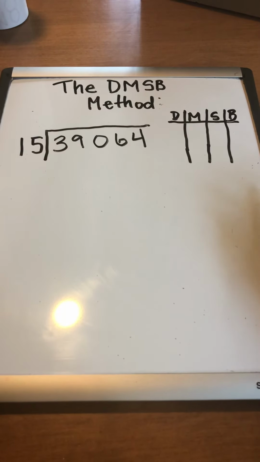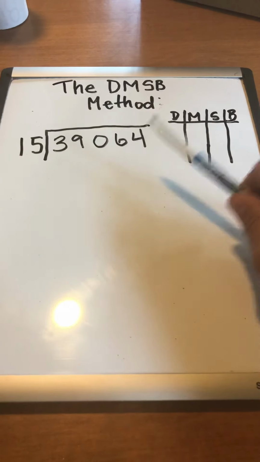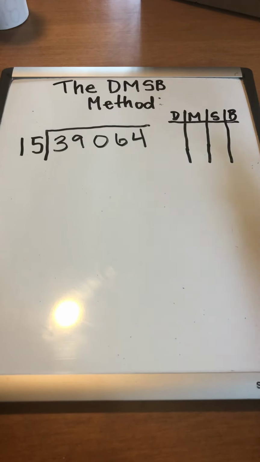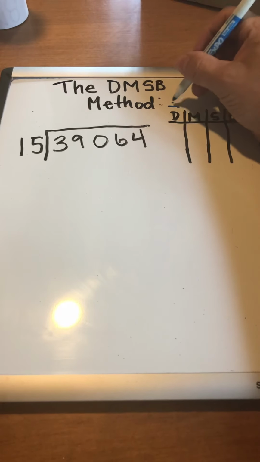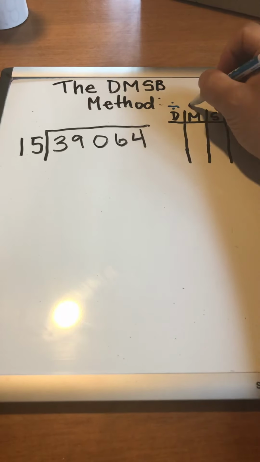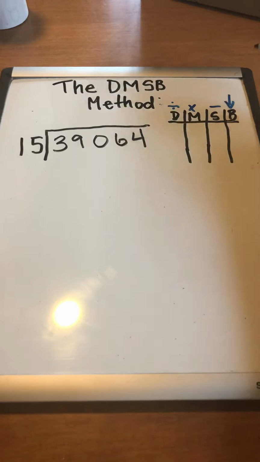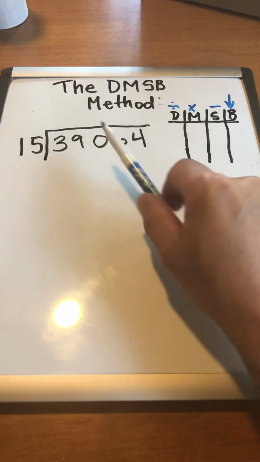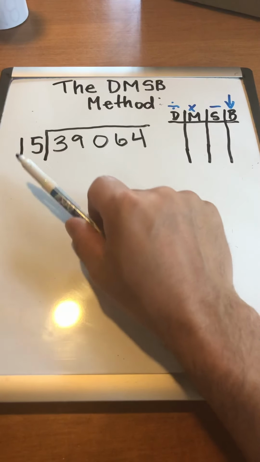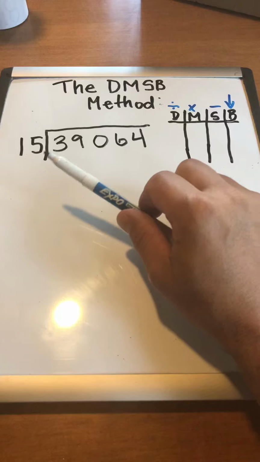Okay, this is the second DMSB method video. This time we're going to do double digits into 5 digits. Just to remind you that the D in DMSB stands for divide, the M stands for multiply, the S stands for subtract, and the last B stands for bring down. Okay, so we're dividing 39,064 by 15. So how many times does 15 go into 39,064?